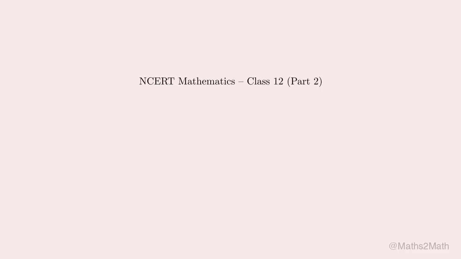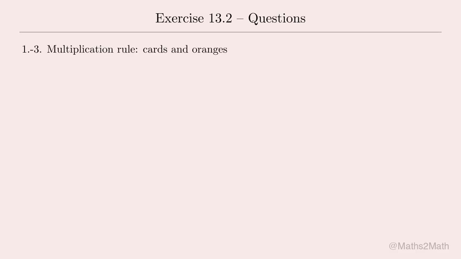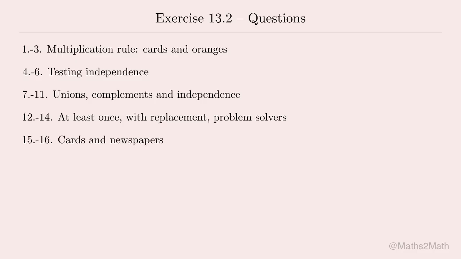In this video, we are solving every question of exercise 13.2 from Chapter 13, Probability, in the NCERT Mathematics textbook for Class 12, Part 2. Exercise 13.2 has 18 questions on the multiplication rule and independent events, card draws, orange inspections, dice and coins, newspaper readers, and 2 multiple choice. Here is the list.